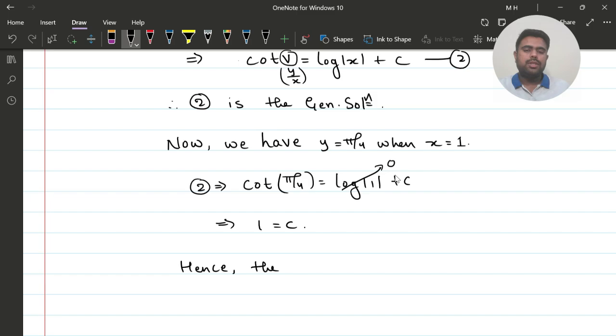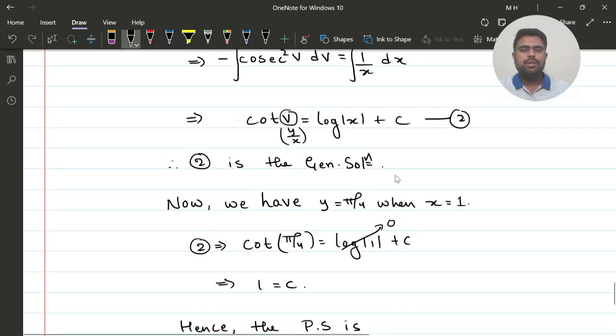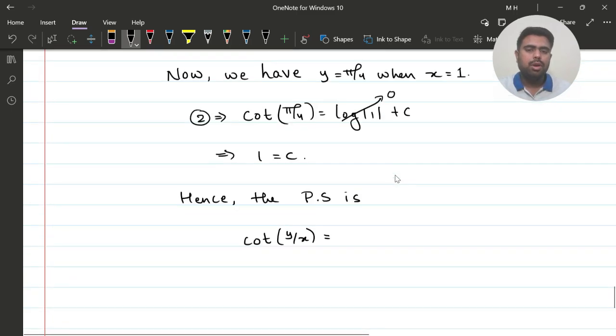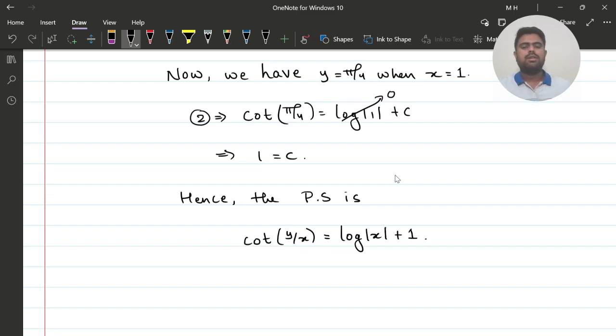the particular solution is, what will be the particular solution? The particular solution will be same as the general solution along with the value of c. The particular solution is cot of v, that is y by x equal to log mod x plus c, which is plus 1. So this is the required particular solution. In the textbook this is optional.